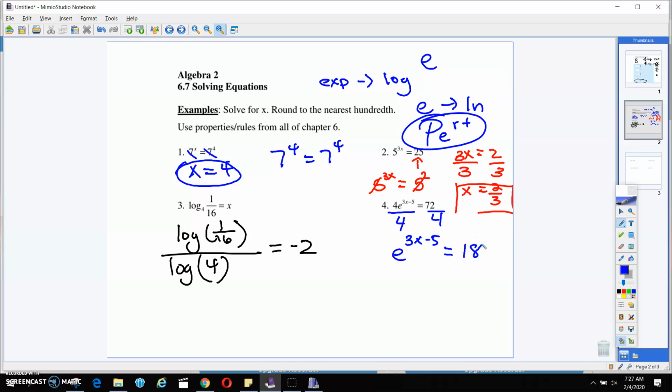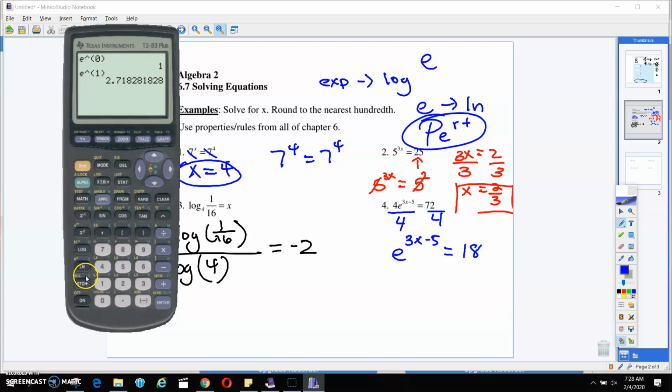I literally divided by 4 because I want to get x by itself. So I'm trying to move everything to the other side, and it's kind of like what we did with radicals. We're going to isolate our e here, and then we're going to get rid of it in just a second. The inverse operation of e is taking ln. We talked about this a little bit yesterday in our other class. But ln does the inverse operation of e.